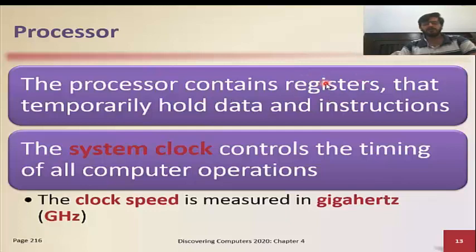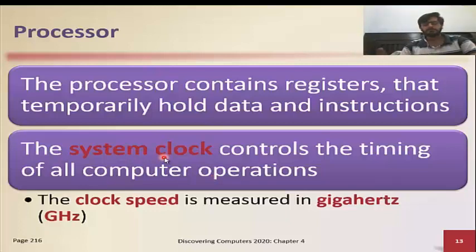When the CU fetches the data from the memory or storage area, it places the data in some location inside the processor. So we have small registers available. When the CU fetches the data, it holds the data inside these registers. And the second parameter is the system clock that controls the overall operation of our system, which works in gigahertz.